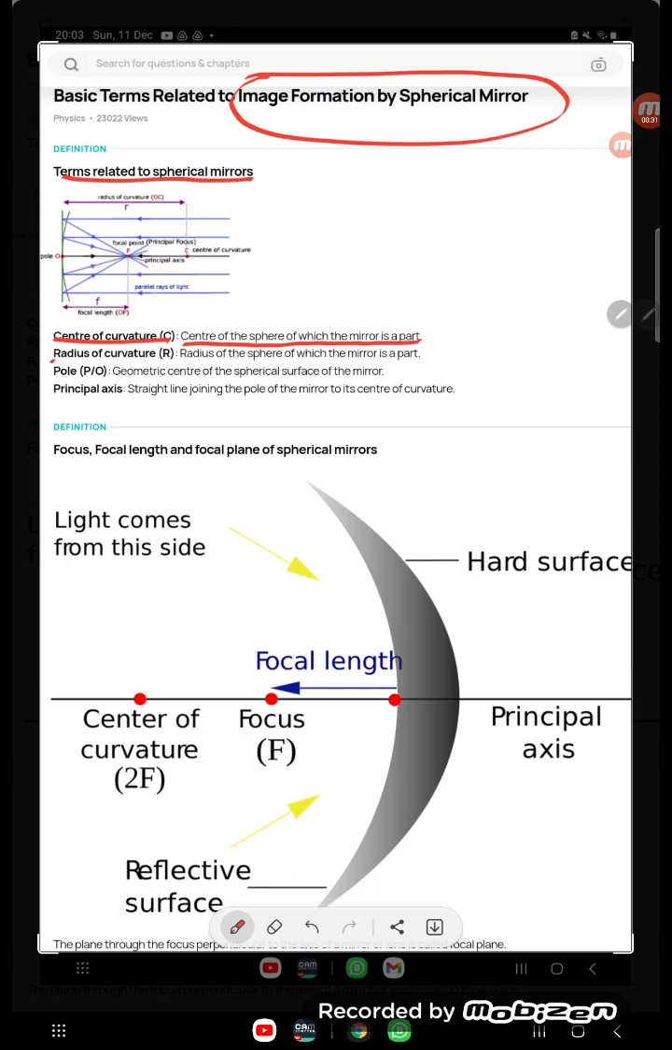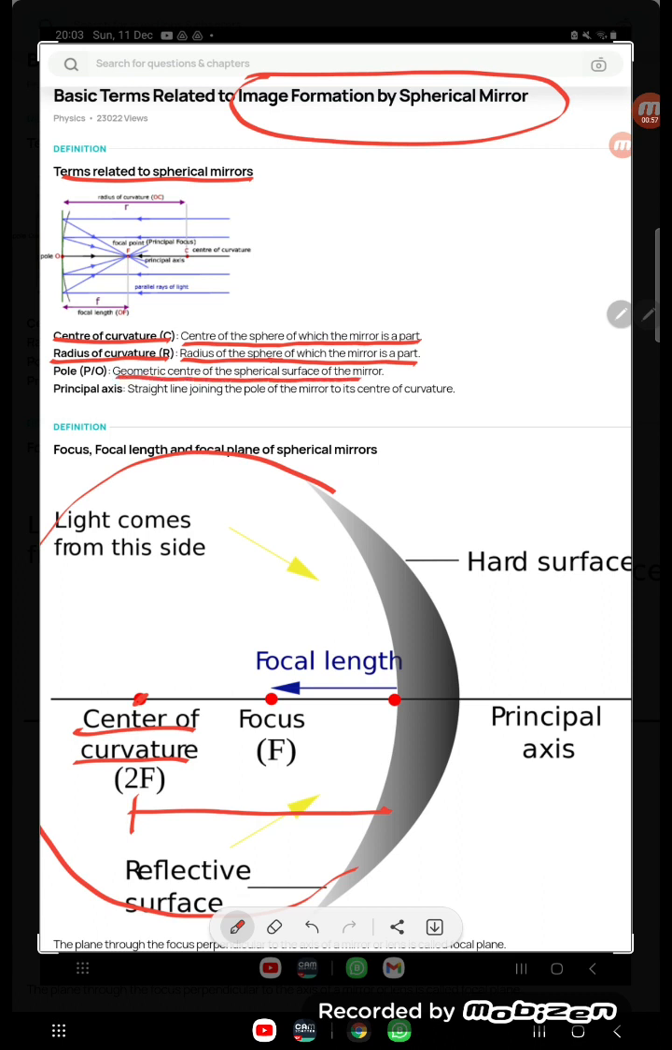Next one, radius of curvature. The radius of the sphere of which the mirror is a part is called the radius of curvature. Here is the center of curvature, students. It is twice the focal length, and radius of curvature means the distance from this to this, that is the radius of curvature.